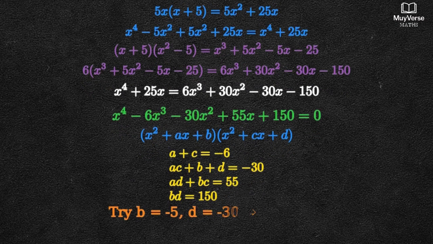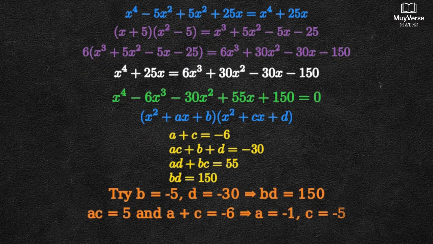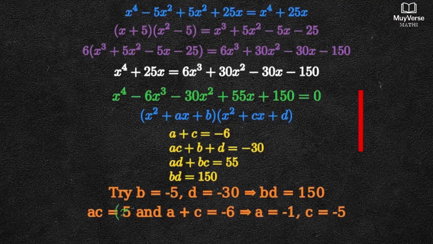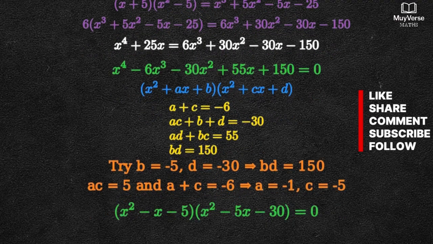Because bd is positive 150, we try b and d both negative. For example, b equals negative 5, and d equals negative 30. Then ac must be 5, and a plus c must be negative 6, so a equals negative 1, and c equals negative 5. This yields the factorization (x squared minus x minus 5) times (x squared minus 5x minus 30) equals 0. Now, we solve each quadratic factor with the quadratic formula.